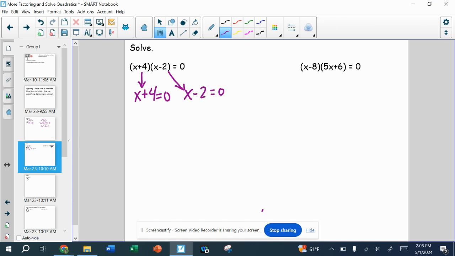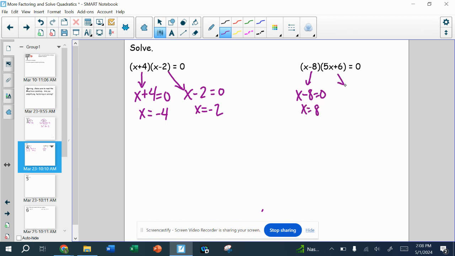So you can show some work on that, or you can just say, well, what number plus 4 gives me 0? That would be negative 4. Or in the second one, what number minus 2 would be 0? That would be negative 2. In the second problem, the first equation that I'm going to write is going to be pretty easy, right? X minus 8 equals 0. That one you can do in your head. That one's just going to be x equals 8.